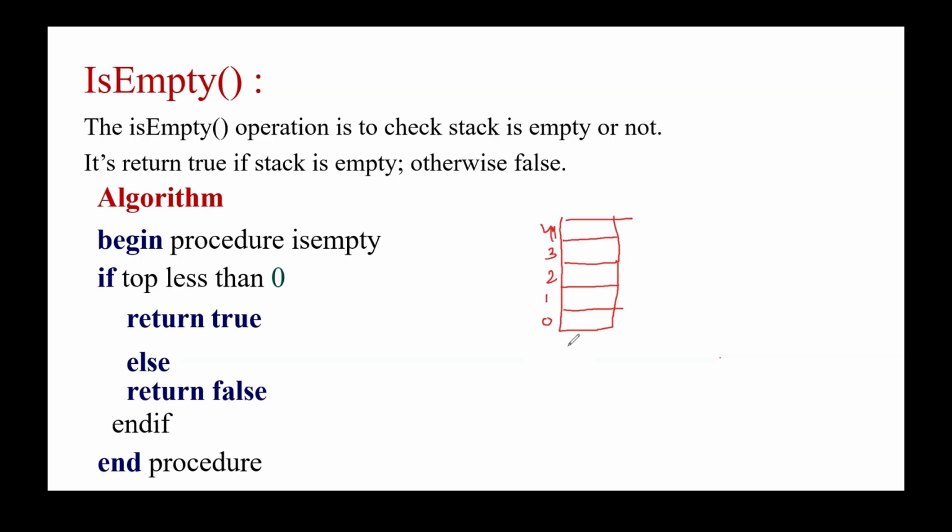So always the insertion as well as the deletion is done from one end. Insertion we call push, deletion we call pop. Both operations are done from one end, which we call the top of the stack. Whenever there is no element, top should point to this one. This is 0, this is -1, so initialization is -1. Begin procedure of isEmpty: if the top is less than 0, since the starting index is 0, then it returns true, meaning our stack is empty. Otherwise, it returns false.